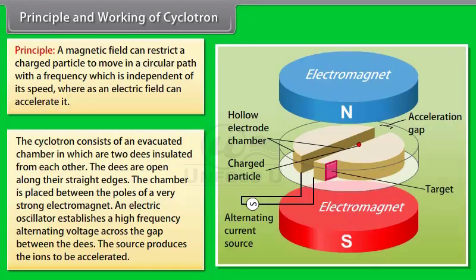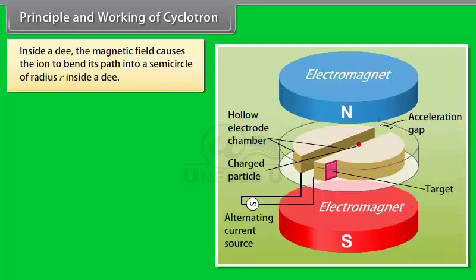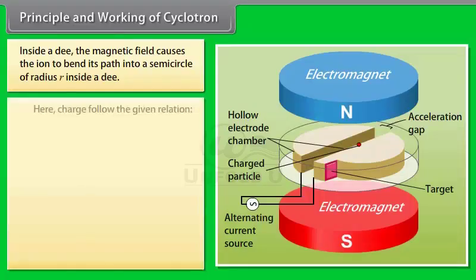Suppose an ion with a positive charge q and mass m is at the center of the gap when D1 is at negative potential with respect to D2. The ion is accelerated across the gap by the electric field between the Ds towards D1. Inside a D, the magnetic field causes the ion to bend its path into a semicircle of radius r. Here, the charge follows the given relation: qvB = mv²/r.